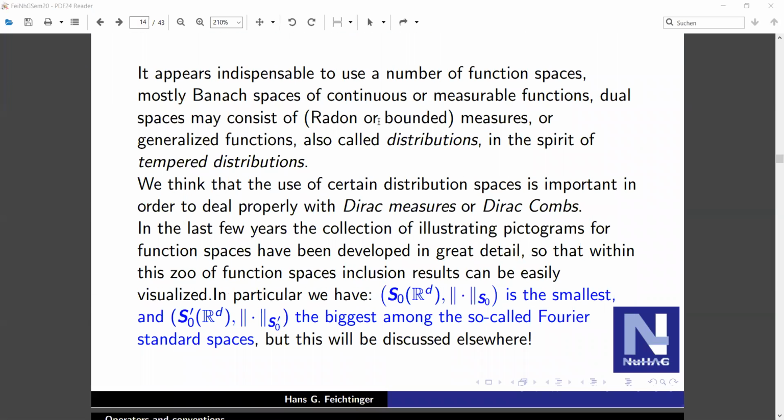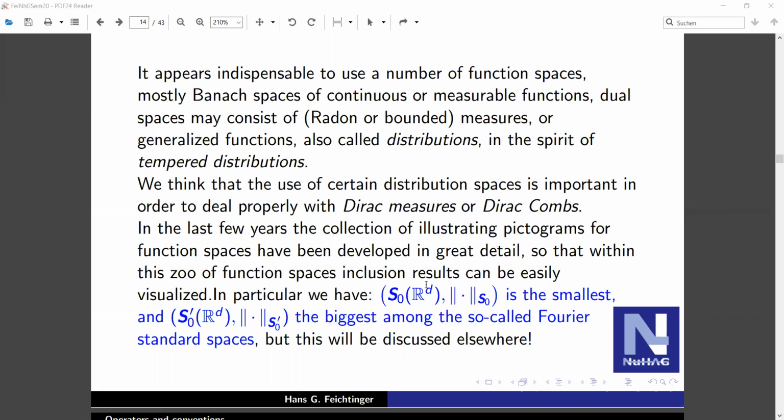Now, maybe it's a short comment that I have developed a collection of pictograms for those various function spaces. On the one hand, it should help you to get an idea how they are related to each other, because it's really confusing if you have 10 spaces at the same time. But on the other hand, I'm working on the proofs for the remainder without using L^p spaces, except L^2, of course. And this is possible because in the world of what I call Fourier standard spaces, and that's another topic that has to be discussed separately, S0 is the smallest and S0' is the biggest.